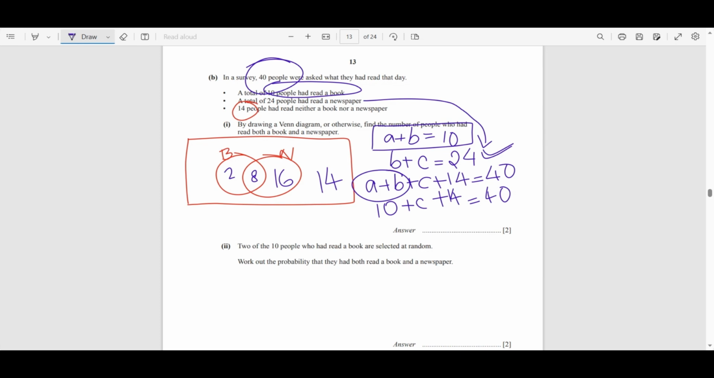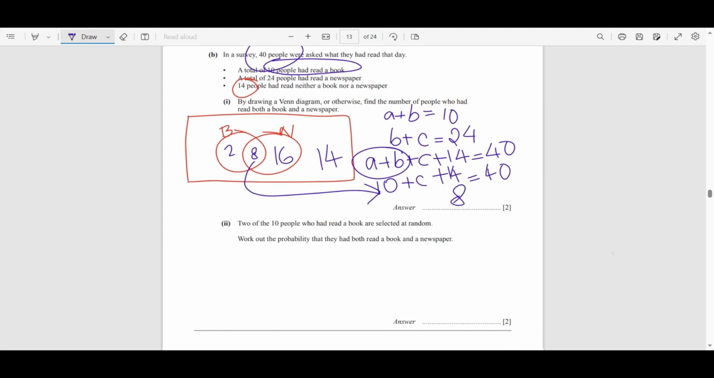Okay, so part 1 says by drawing a Venn diagram. Let me just erase this. Right, so part 1 says by drawing a Venn diagram or otherwise find the number of people who had read both a book and a newspaper. So my answer is 8.